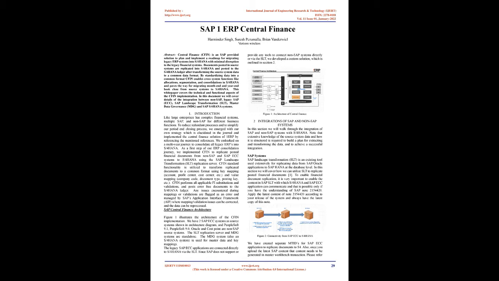As a first step of our ERP consolidation journey, we implemented CFIN to replicate posted financial documents from non-SAP and SAP ECC systems to S/4HANA using the SAP Landscape Transformation, SLT, replication server. CFIN standard functionality is utilized to transform replicated documents to a common format using key mapping (account, profit center, cost center, etc.) and value mapping (company code, document type, posting key, etc.).